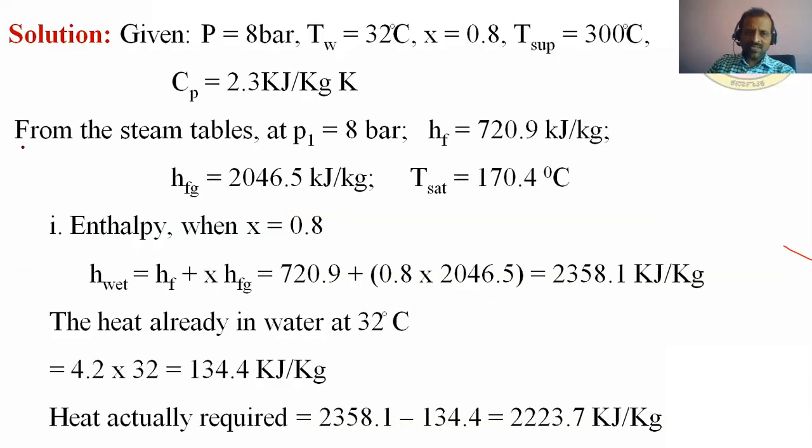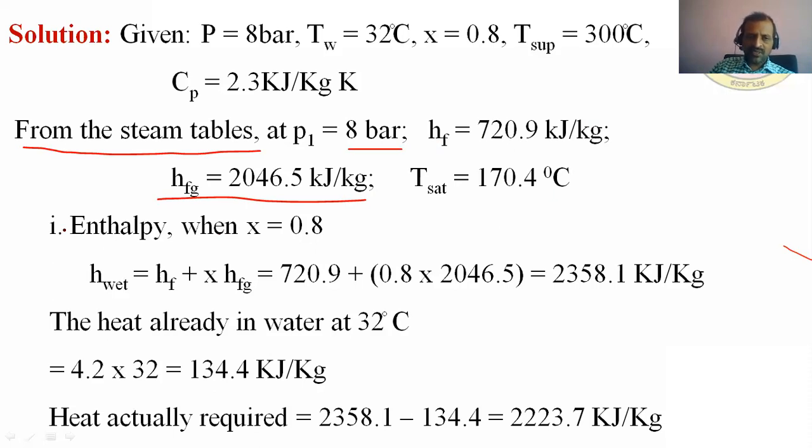Then once again from the steam table, follow the steam table, at pressure 8 bar. So again refer to the steam table, go to the 8 bar pressure. So where is the 8 bar pressure? Again go to page number 11 of RS Khurmi. There is the 8 bar pressure. With the 8 bar pressure, move horizontally, find the value of TF, HF. So HF value is 720.9 kilojoules per kg. HFG value is 2046.5 kilojoules per kg. Then the saturation temperature is 170.4 degrees Celsius.